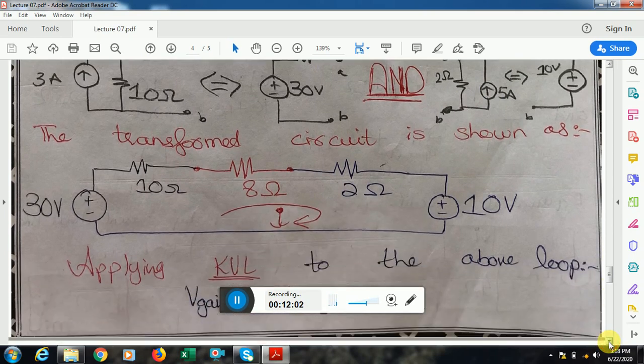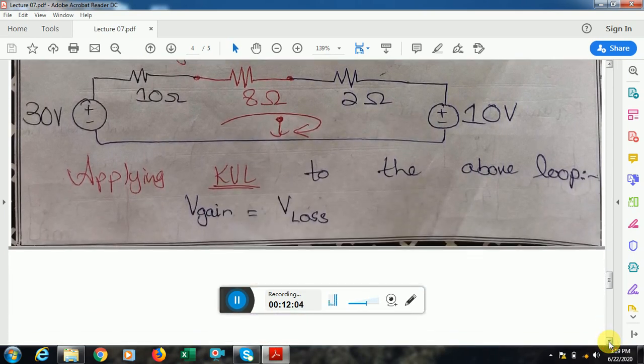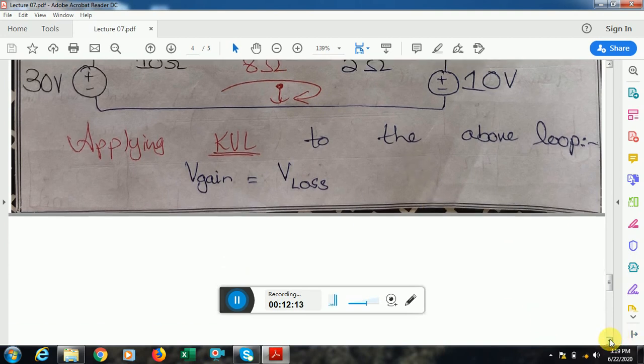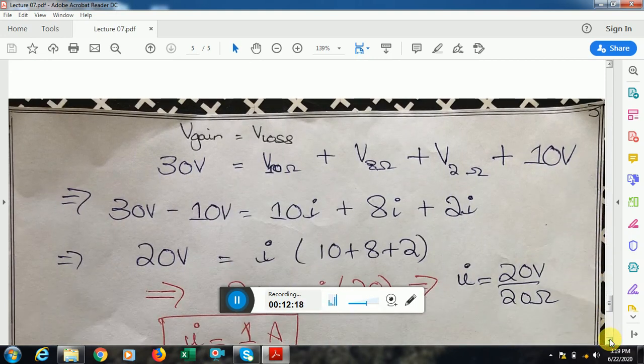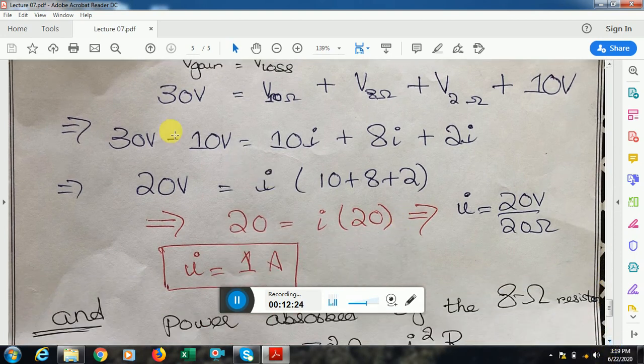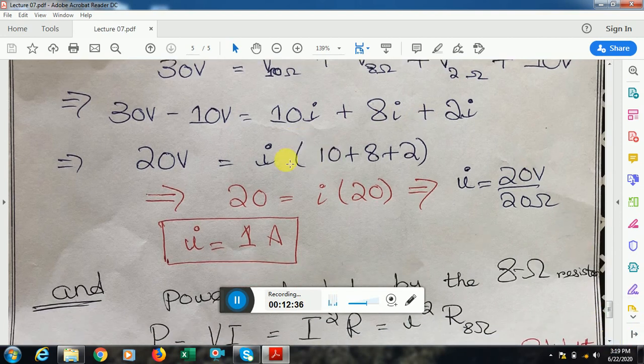Now I have to find the current across this 8 ohm resistance. I can simply apply mesh analysis or KVL, and by this I can find the current flowing through the loop. So V gain is equal to V loss. 30 volt is the gain, 10 volt is the loss. I apply Kirchhoff's voltage law, and the same current I flows through all 3 resistances, 10 ohm, 8 ohm and 2 ohm. I sum up the similar values. This gets to 20, and this also comes up to 20. I is equal to 20 volt by 20 ohm. What I get is the current flowing through the 8 ohm resistance is 1 ampere.